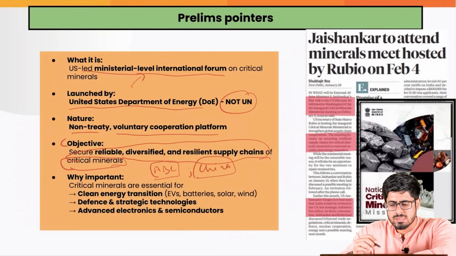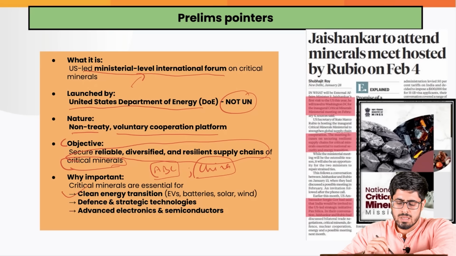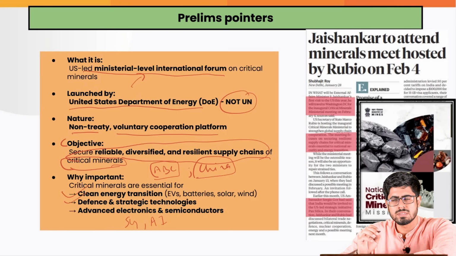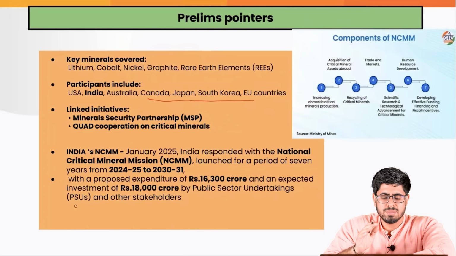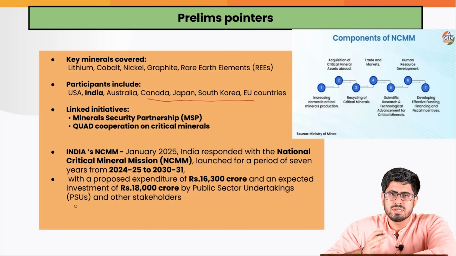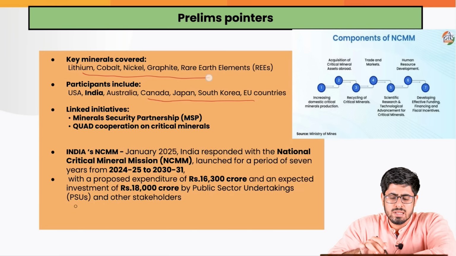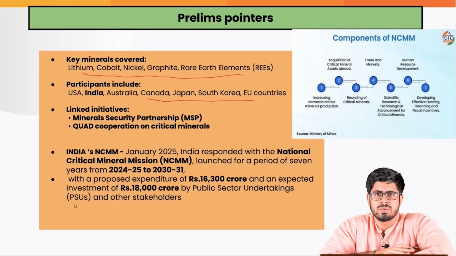Washington to discuss the issue of critical minerals resilient supply chain, which is crucial for development of clean energy transition, which is crucial for development of defense and strategic technologies, advanced electronics like development of 5G technologies, AI technologies, all of them, the semiconductors that they need for computer processing, all of them are based on the critical minerals availability and a seamless supply of that. What are the critical minerals that they are discussing? Lithium, cobalt, nickel, graphite, other rare earth elements.